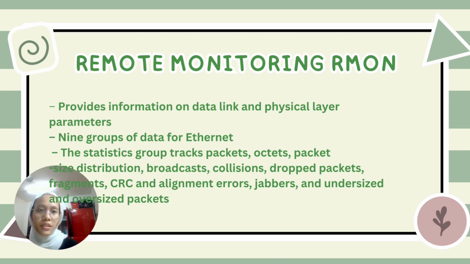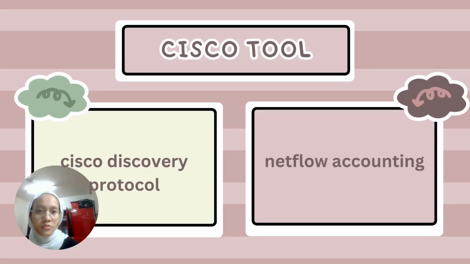For the Cisco tools, we have two: the Cisco Discovery Protocol and NetFlow accounting, which is an application. For the Cisco Discovery Protocol, we usually use CDP, which we have learned in computer network before, and it is used to share information about other directly connected Cisco equipment, such as the operating system version and IP address. And NetFlow accounting is kind of like an app, similar to Wireshark, that can view network performance.